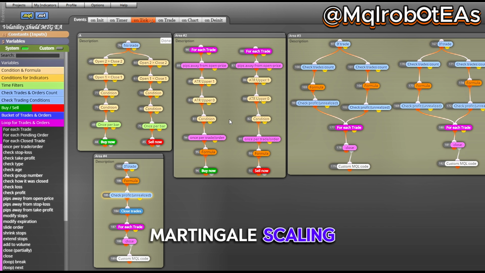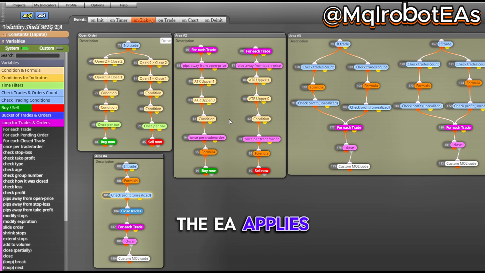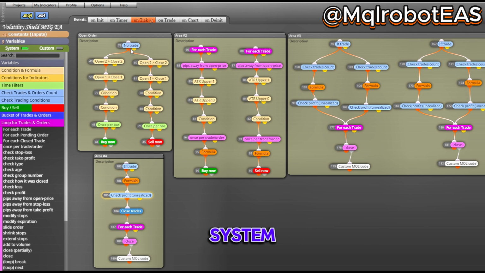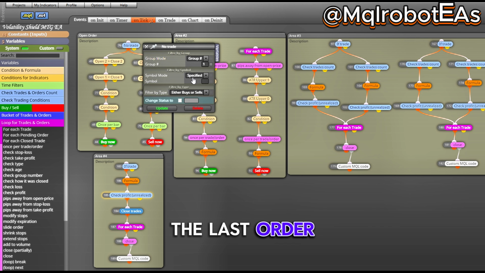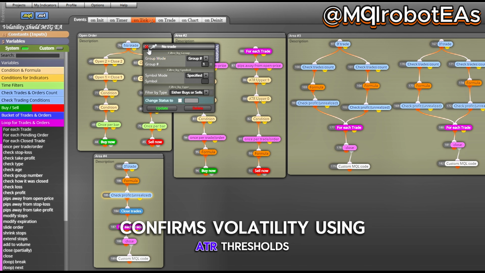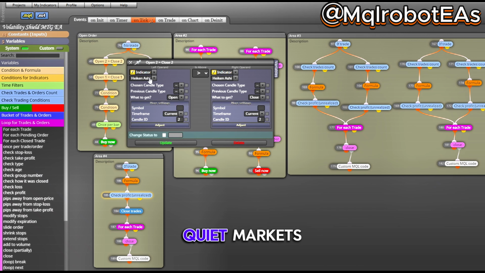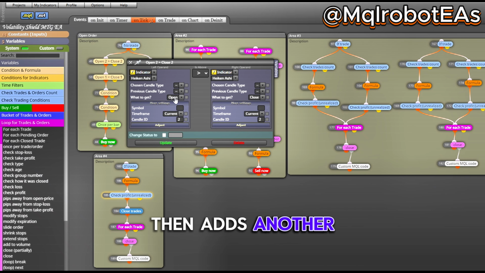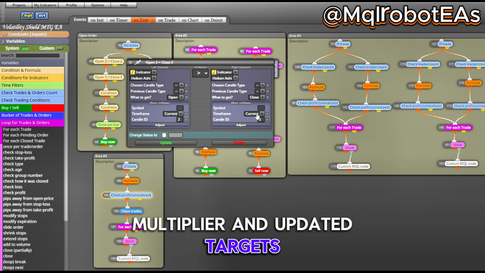Martingale scaling. If the market continues in the opposite direction, the EA applies a smart martingale system. It waits for price to move a certain number of pips from the last order, confirms volatility using ATR thresholds, helping avoid scaling during flat or quiet markets. Then it adds another position with a defined lot multiplier and updated targets.